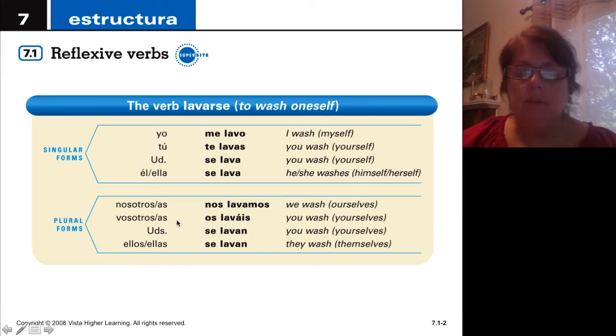In the plural, we have nosotros nos lavamos. Vosotros, which we don't usually use, os laváis. Ustedes se lavan. Ellos, ellas se lavan. Now make sure that you write down the right reflexive pronoun, and the right verb with the correct ending. Then, when you're done, restart the video.